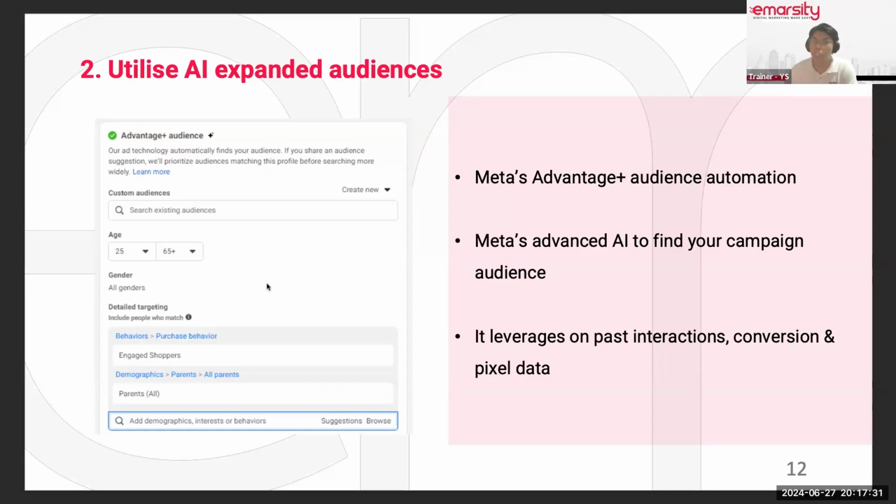So second tip, utilize AI to find you a relevant audience. Through the AI algorithm, they are able to find a broader audience pool. As a result of this broader audience pool, your cost of media is actually lower.